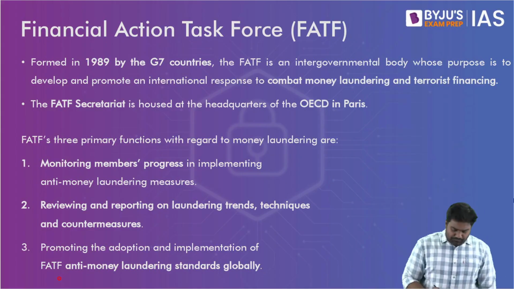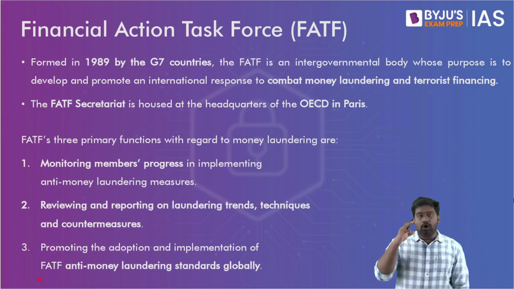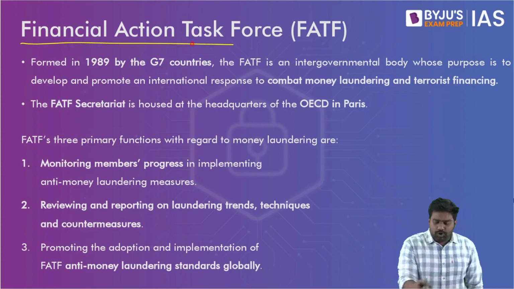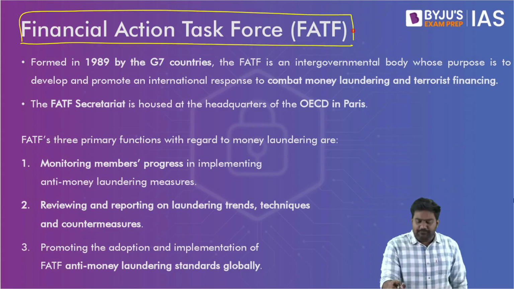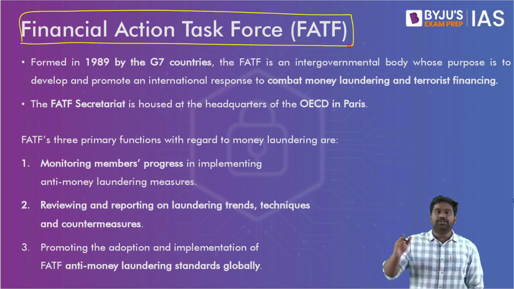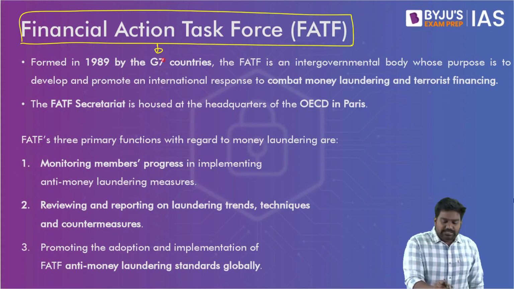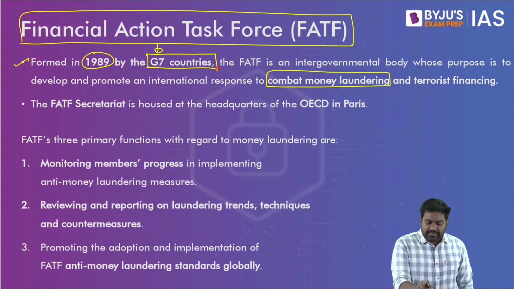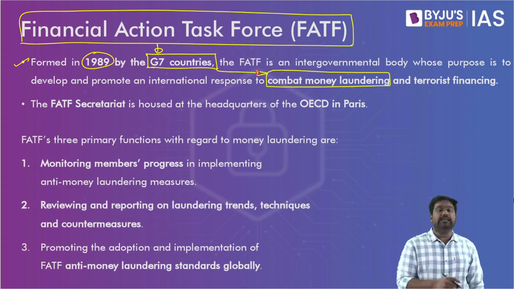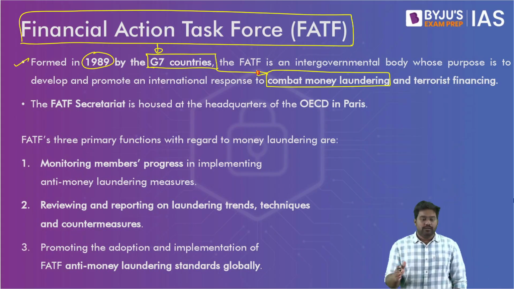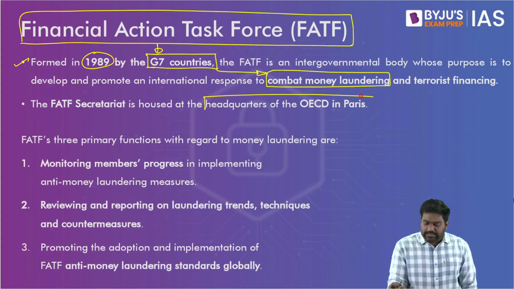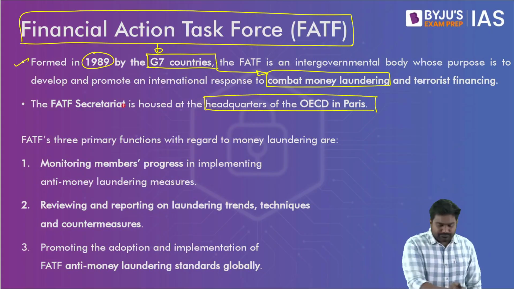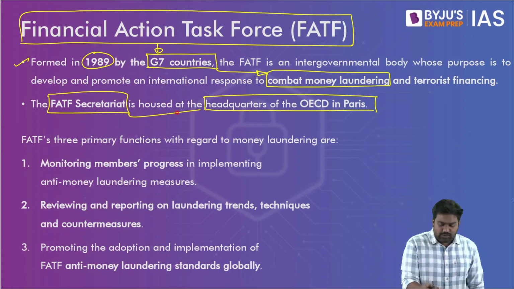So we have a global framework for this. There is a global organization as well. I'm sure all of you would have heard about it. It's called FATF, the Financial Action Task Force. This is a global body established by the G7 countries in 1989 to tackle the menace of money laundering. That is the primary purpose of FATF, to combat money laundering. All right. It's headquartered at OECD in Paris. That's where the FATF secretariat is located.